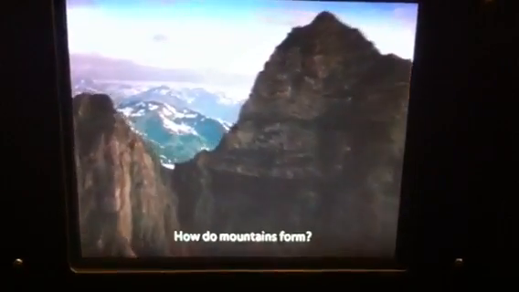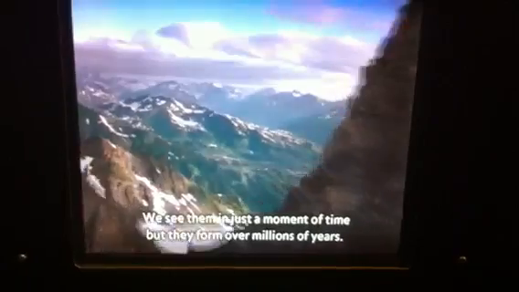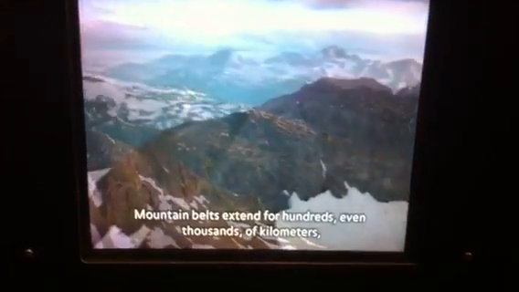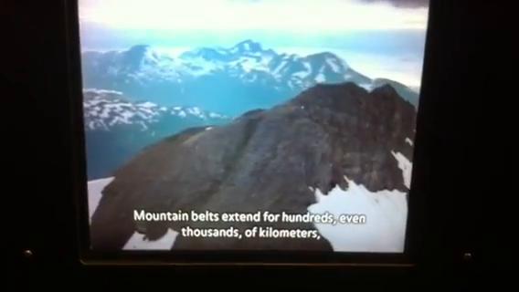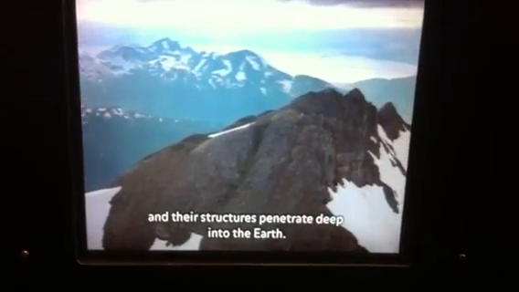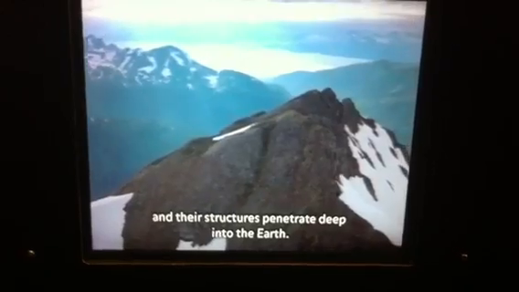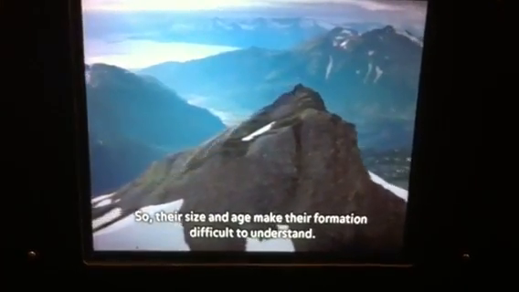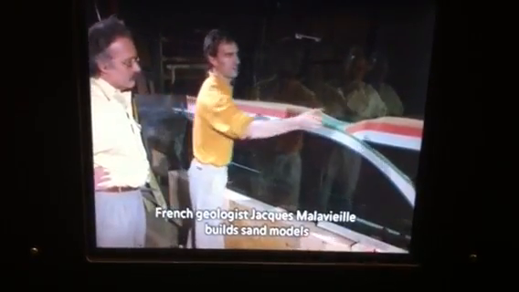How do mountains form? We see them in just a moment of time, but they form over millions of years. Mountain belts extend for hundreds, even thousands of kilometers, and their structures penetrate deep into the earth, so their size and age make their formation difficult to understand. French geologist Jacques Malavieille built sand models that mimic the formation of mountain belts and allow scientists to study this complex process.